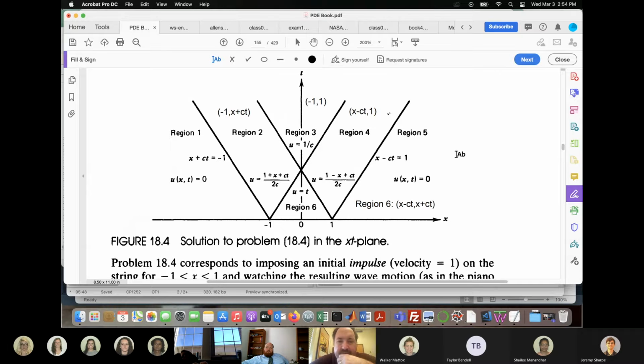Remember, for regions 1 and 5, you're integrating on some interval x minus ct to x plus ct that has no overlap with -1 to 1. And that's why the solution is 0 in those two cases.